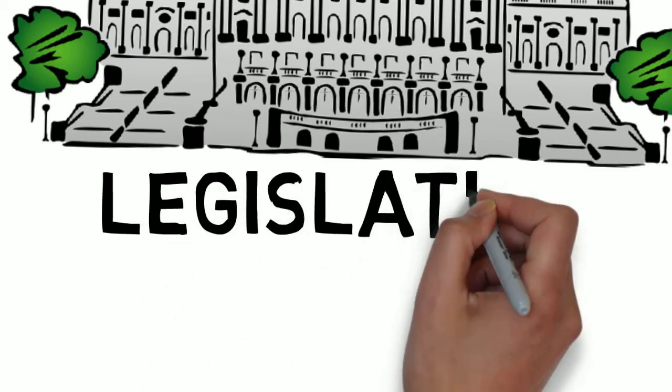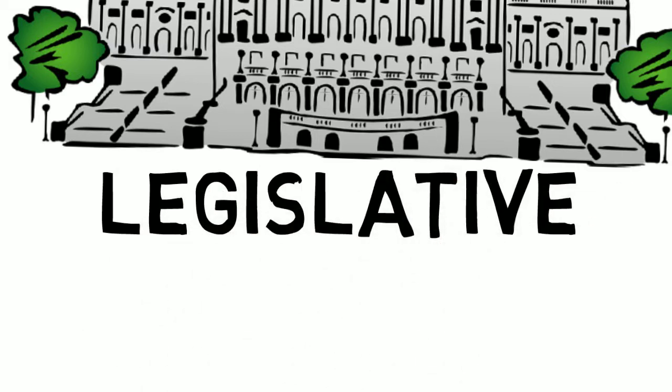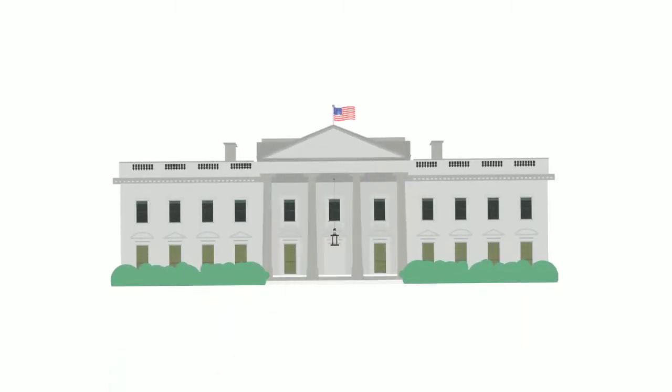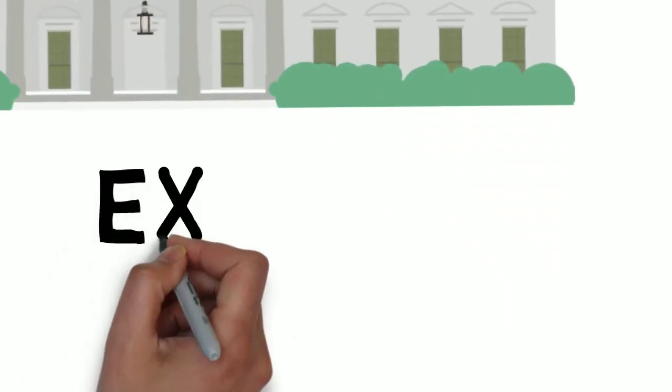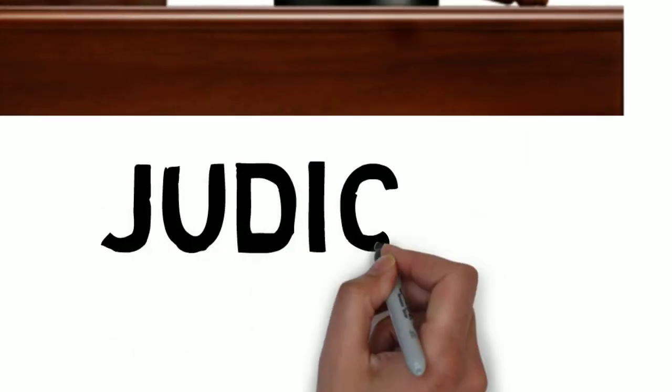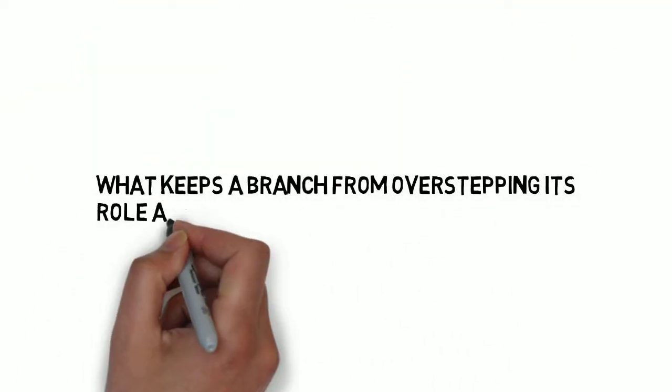So we have our three branches: legislative, we make the laws; the executive branch, this branch carries out or enforces the laws; and then we have the judicial branch, who interprets the laws and is also our court system.